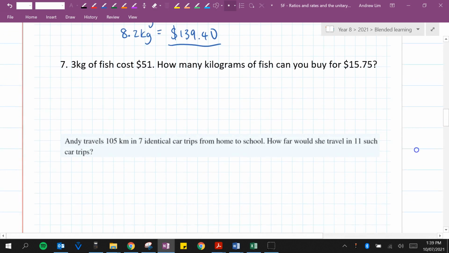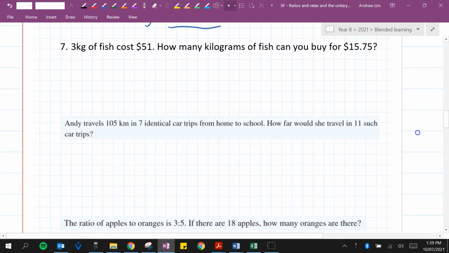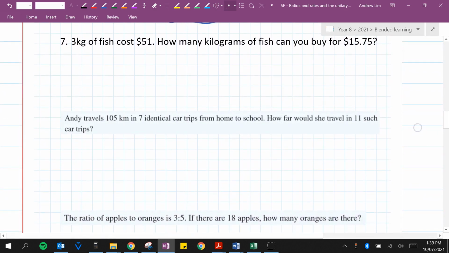I hope those 3 examples are enough for you to have a go with question 7, and we'll just call this question 8. Have a go with questions 7 and 8. If you want to use the unitary method or the shortcut method, it's up to you, I don't mind. But when I go through the answers, I'll be using the shortcut method.